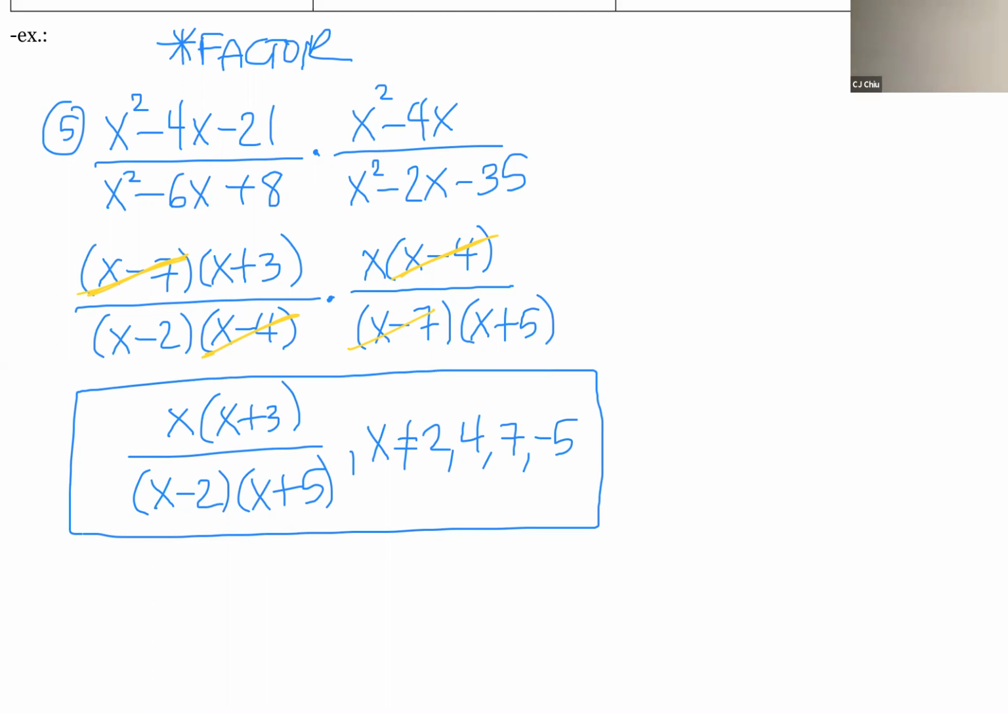So if it asks for excluded values, just look at the rational expressions before you cancel and just pull out the x's that would make the denominator 0, okay?